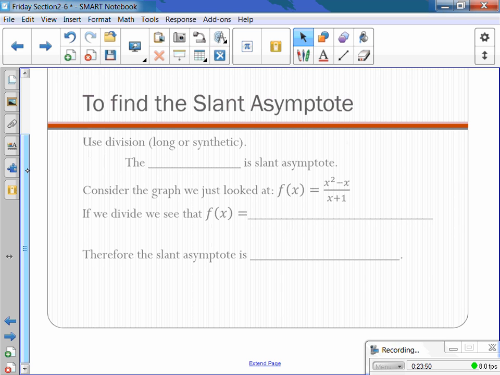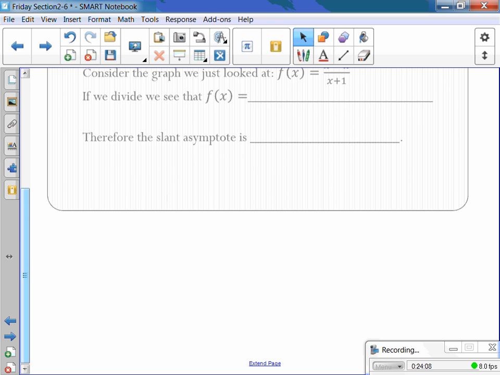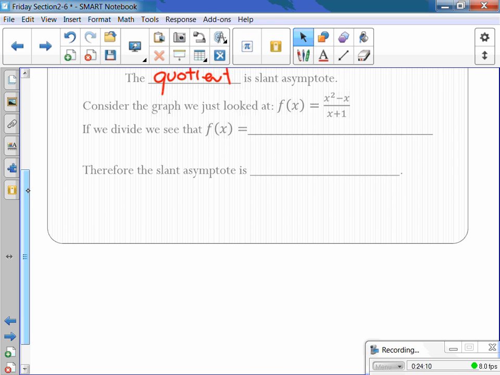And the quotient is the slant asymptote. So, at the one we just looked at, f of x equals x squared minus x over x plus 1. If we do that division, should we do long or synthetic? Okay, using what then? -1.